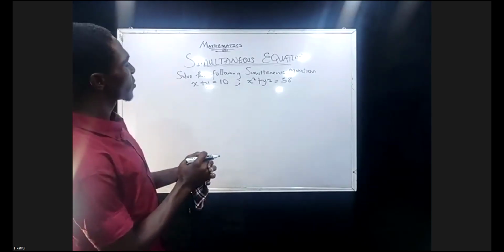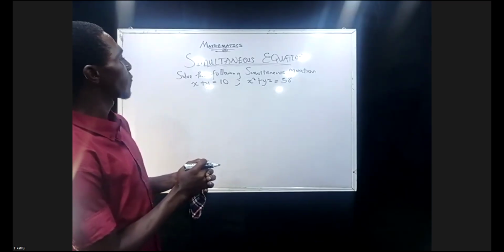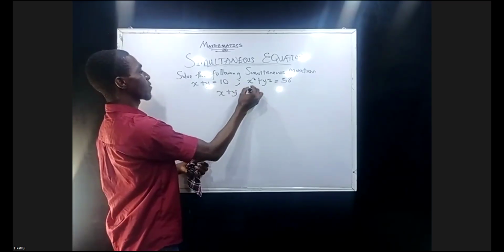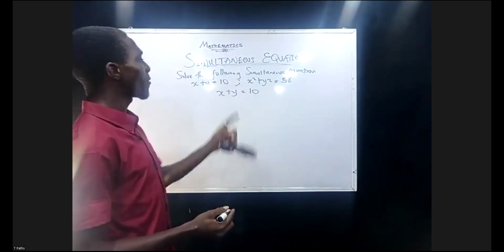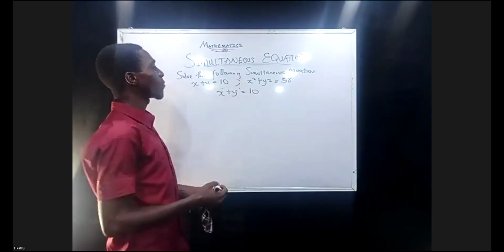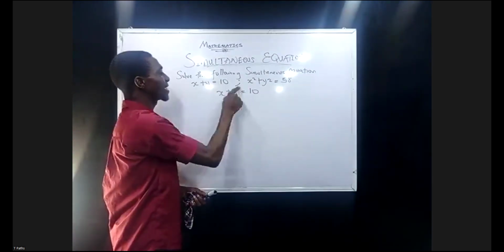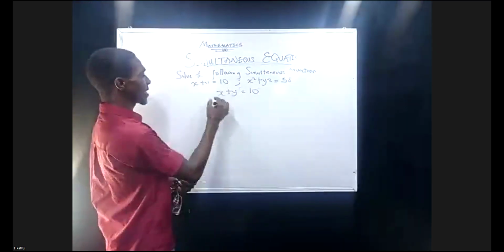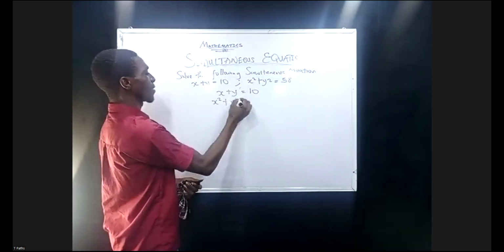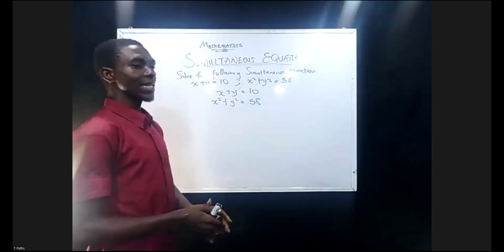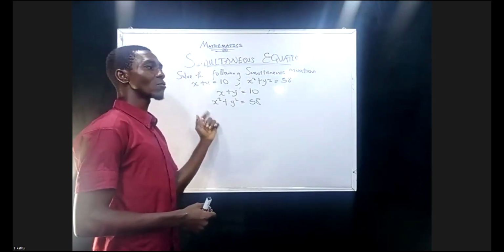But to solve simultaneously, we need to know the type of expression we have on the board. The first one says x plus y equals 10. The highest power there is 1. So that means what? This is a linear equation because the highest power there is 1. The next one says x squared plus y squared equals 58. The highest power here is 2. That tells you what? It is a quadratic equation.